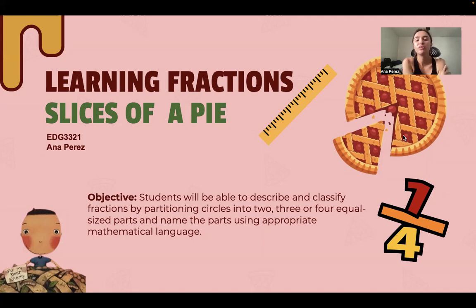You guys will be able to describe and classify fractions by partitioning circles into 2, 3, or 4 equal sized parts, and you guys are going to be able to name the parts using appropriate mathematical language.